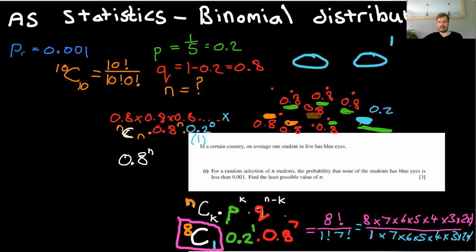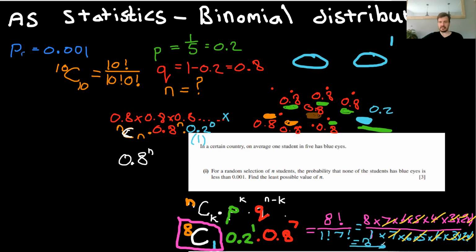Now watch, we can cancel. So let's look at what we can cancel. The 7s cancel, the 6s cancel, the 5s cancel, the 4s, the 3s, the 2s, and the 1s all cancel, leaving us with 8 times 1 at the top and 1 at the bottom, which is just 8. Okay, so the answer is 8.